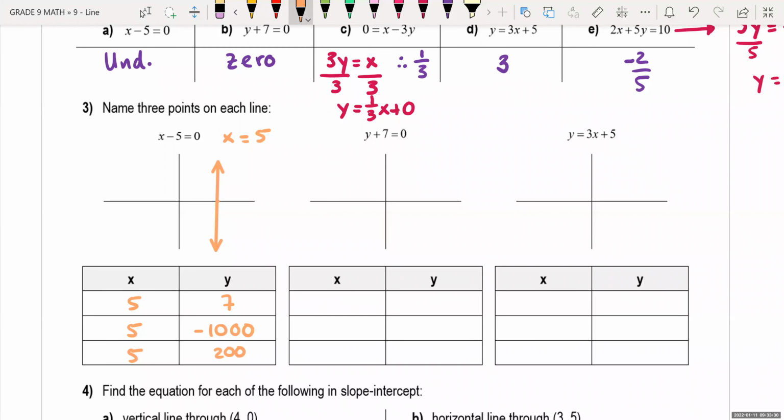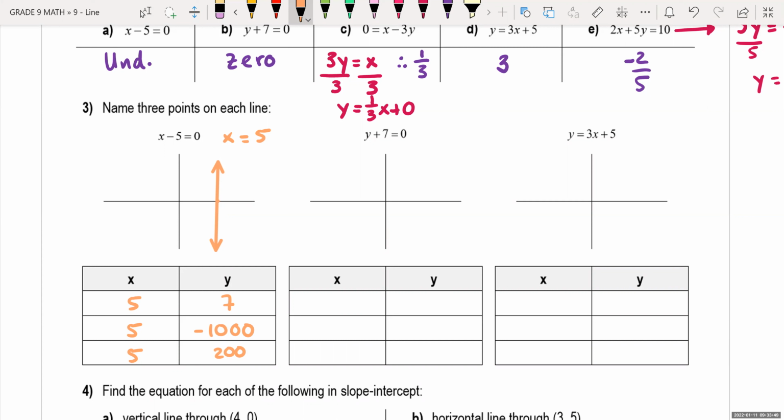Because if I were to write the coordinates, this would be 5, 0, 5, 1, 5, 2, 5, 3. And this line goes on forever and ever. So it covers every single y value. And you just need to know that your x values have to be 5.